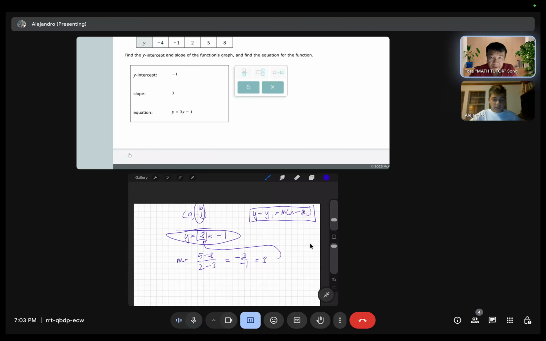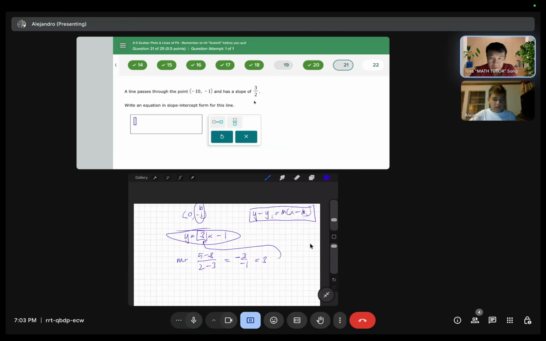I think 21 may be the same. Okay, 21. So write an equation of slope intercept. Well, you know how to do this one, but you have to use this one first. Does that make sense? And then solve for y. Okay, you can do that one. Let me see 22. The slope, they gave it to you.